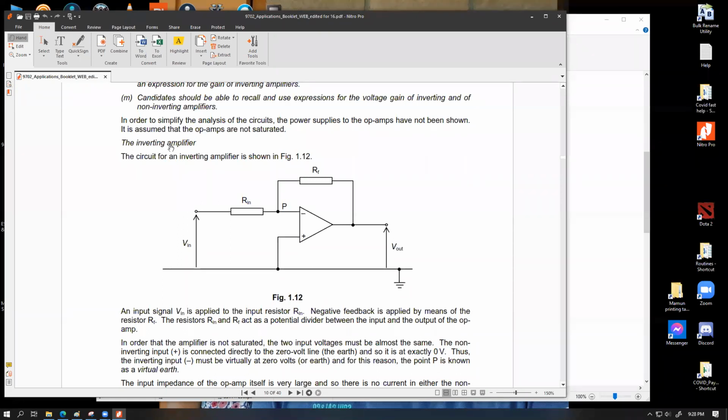This is the name. I'm going to highlight these things before I do the printouts for you, so that you do not miss this out, or you can highlight them with a highlighter. This is the inverting amplifier. This is the second type of circuit that we have to deal with. What does this second type of circuit do?